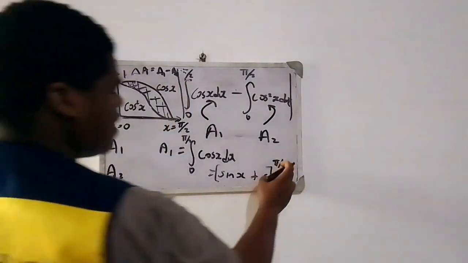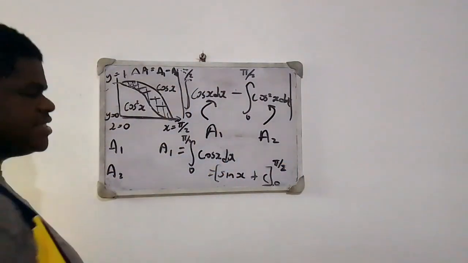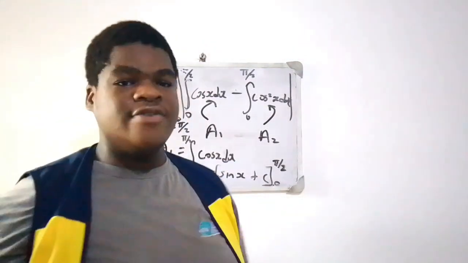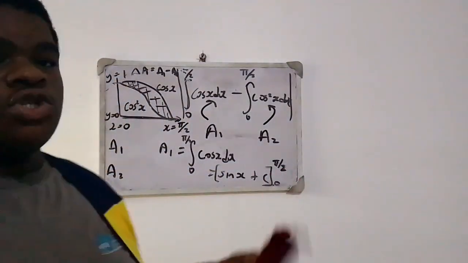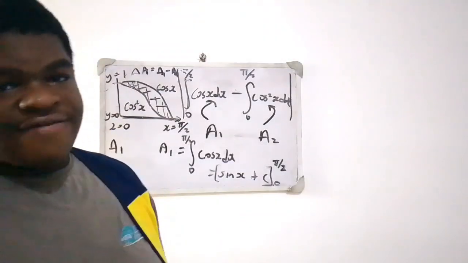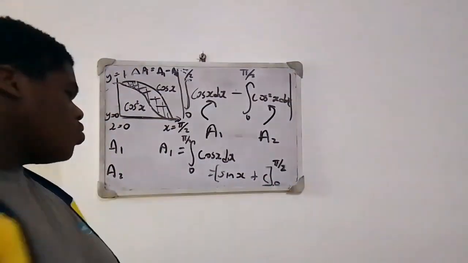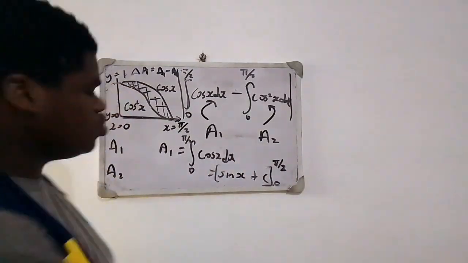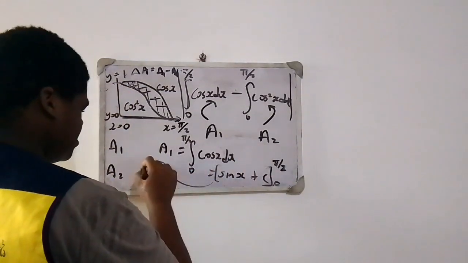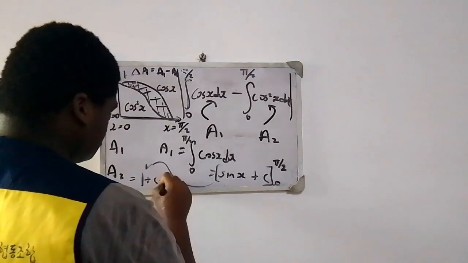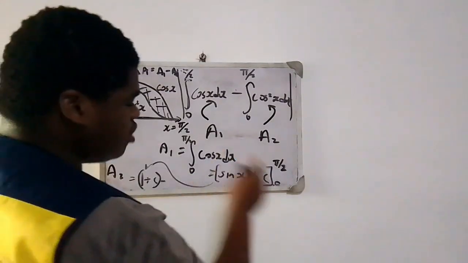So now if you plug in pi over 2 into sin x, remember that pi is equal to 180 degrees, for those of you in Nigeria that are using degrees instead of radians. Then pi over 2 is going to equal 180 degrees divided by 2, which is equal to 90 degrees. So sin 90 is what? Sin 90 is equal to 1. So this here is equal to 1 plus c minus, then plug in 0.